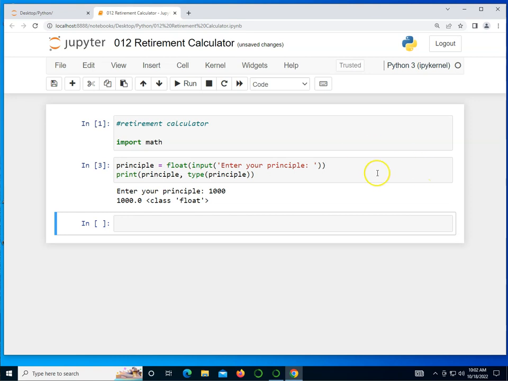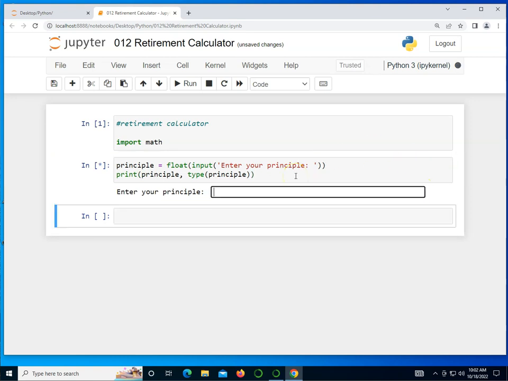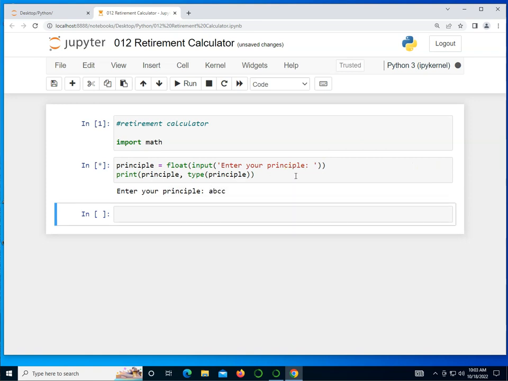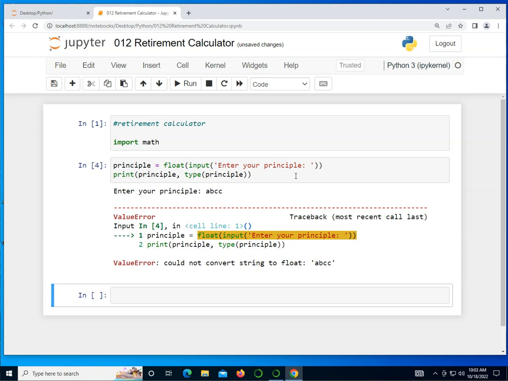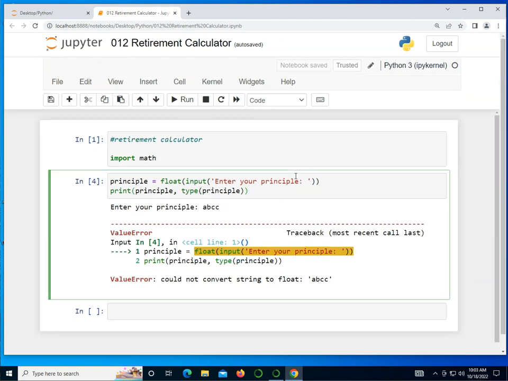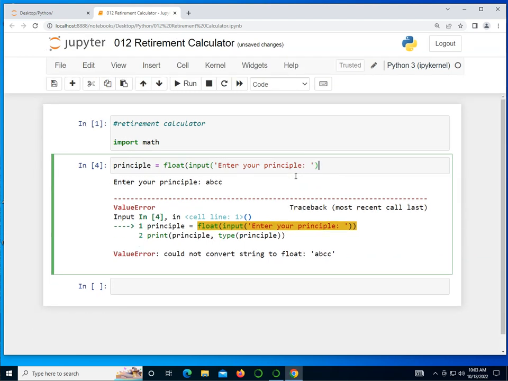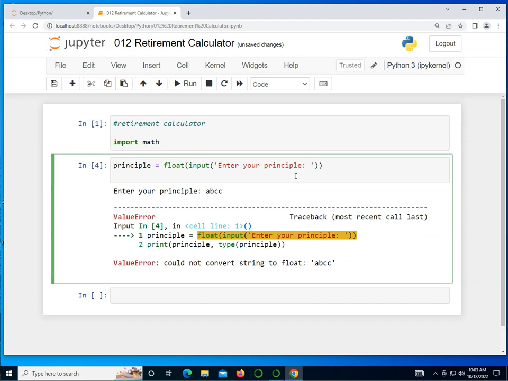Of course, if you do something that is silly, then you will get, as expected, an error message. We're not doing error handling right now. We'll have more to say about error handling later. Right now, we're going to assume that the user is well behaved. So let's go ahead and continue with the rest of this.